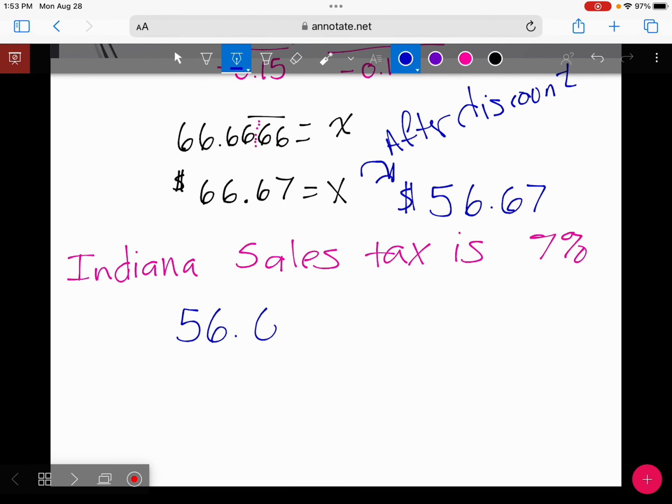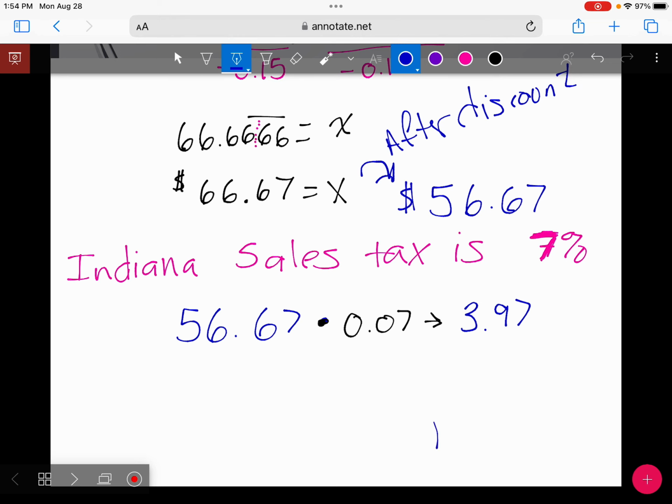Yeah, 56.67 times our sales tax of, how do I put that as a decimal? 0.07. That's going to tell me what we're paying in sales tax. I'm going to fix that 7 just because it looks weird. So how much are we paying in sales tax? $3.97.